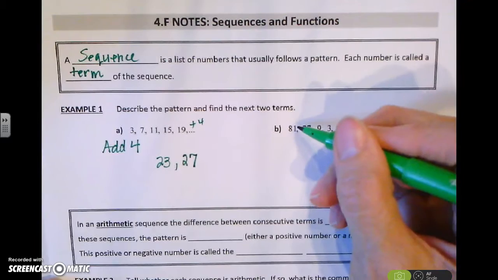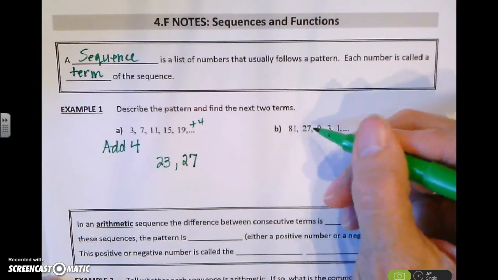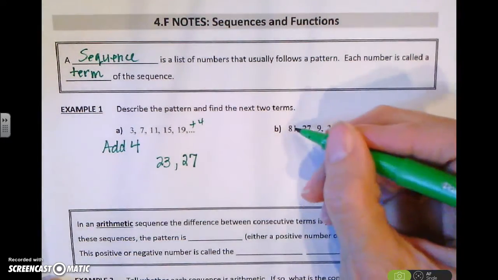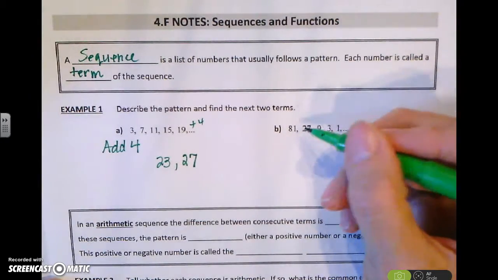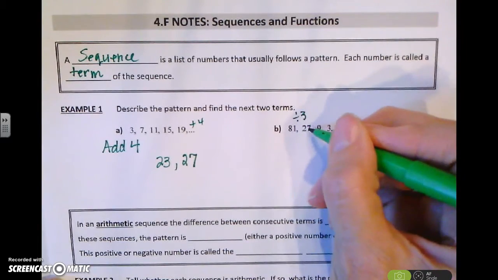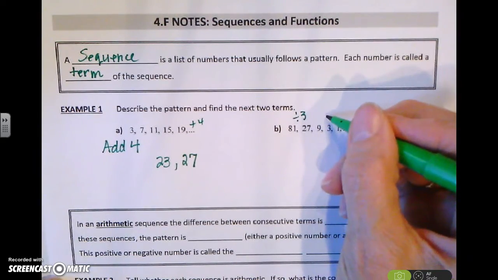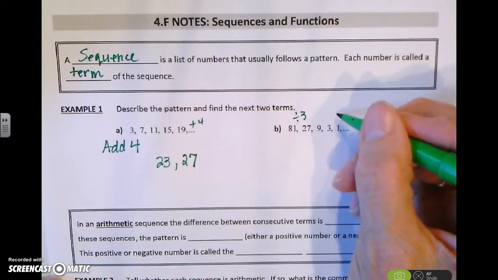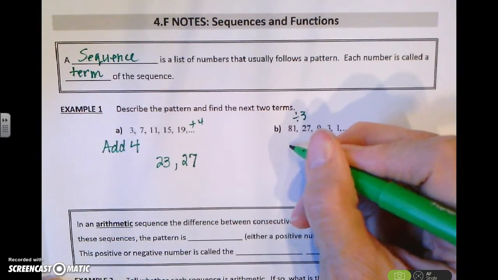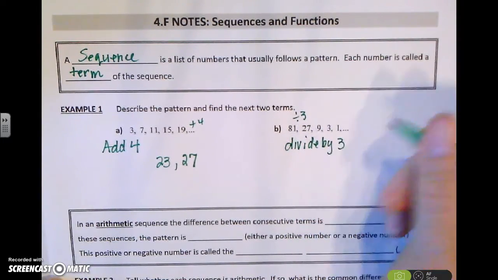Example B. This time, you might think subtract a pretty big number, but if you look at the next one, you can see you can't subtract that same big number. So this is not going to be subtraction. 81, though, divided by 3 gives me 27, and 27 divided by 3 gives me 9. 9 divided by 3 is 3, and 3 divided by 3 is 1. So it appears then that the pattern is to divide by 3.